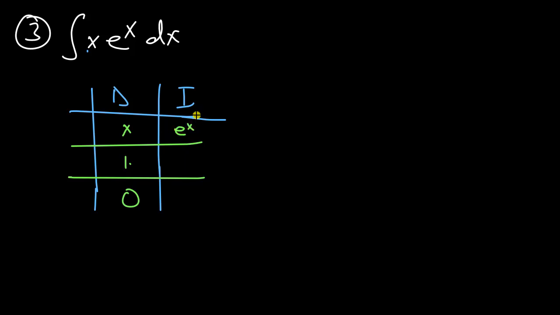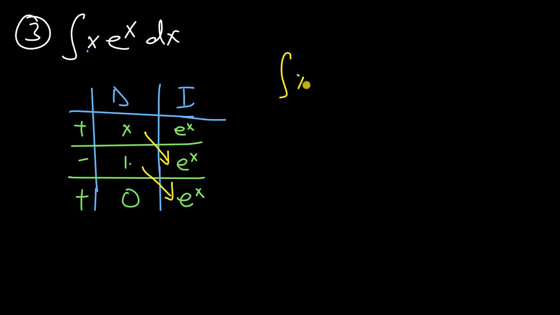Alright, e to the x in the other column. If I integrate this, it remains e to the x. If I integrate it again, no change. The signs here are positive first, negative, then positive, and so on if we had more columns. Then before we actually do the final step, we multiply the adjacent columns like that, of course taking these signs into consideration.